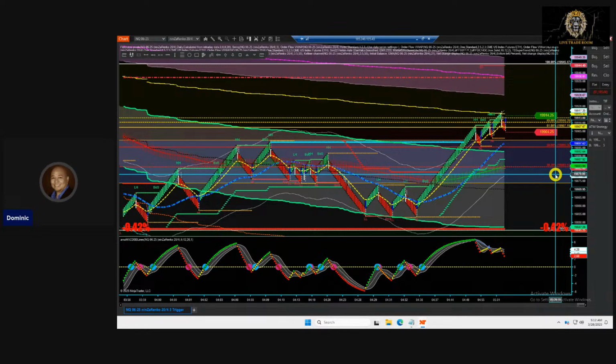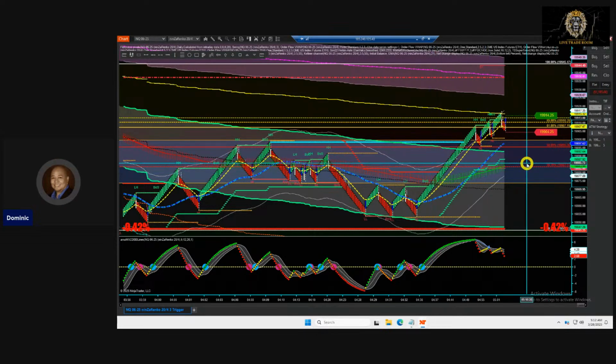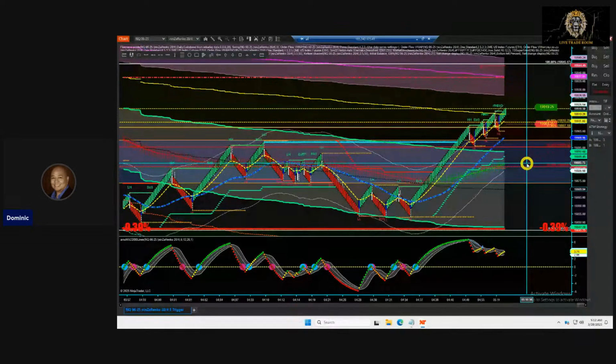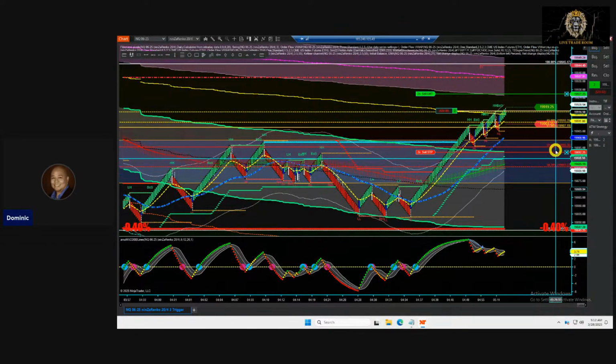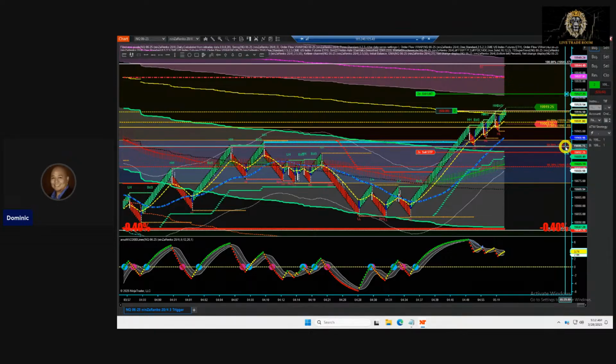I tried using it with the Renkos, but I'd rather use it on a 1 minute chart, like Mbox Mike does. Mbox Mike uses that software on a 1 minute chart. I tried using it on a different kind of Renko settings.